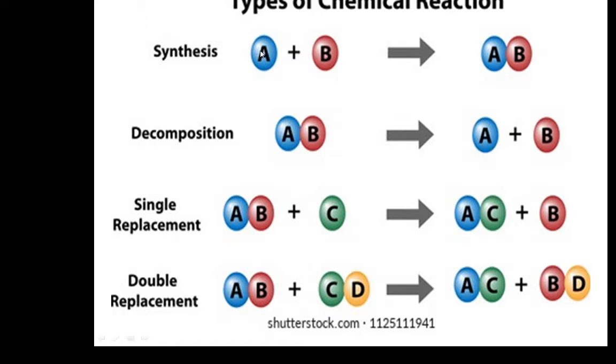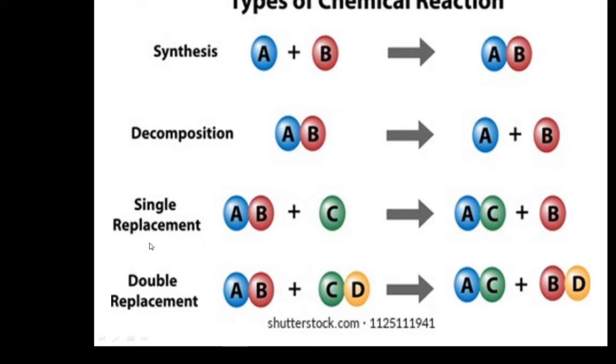So when A is one reactant and B is the other reactant, and these two react with each other, they form a product. In case of decomposition, you can observe here, when one component is broken down into two separate products, that kind of reaction is known as decomposition.